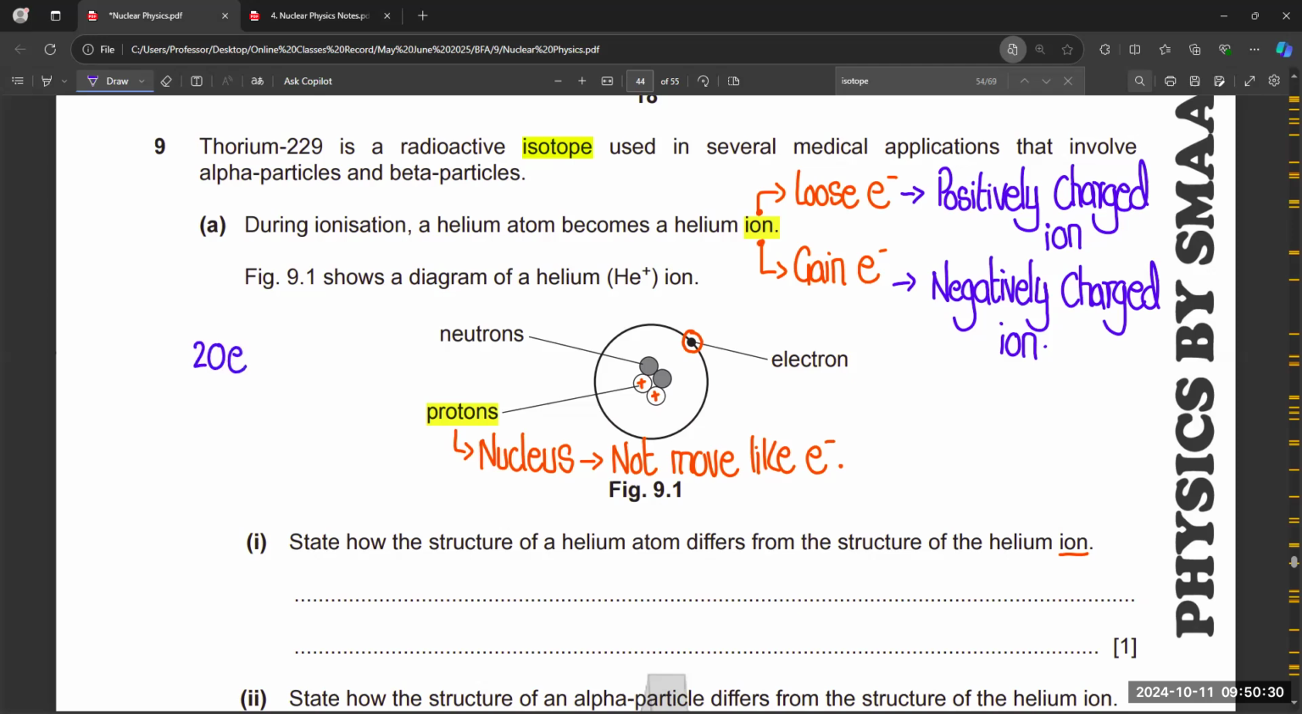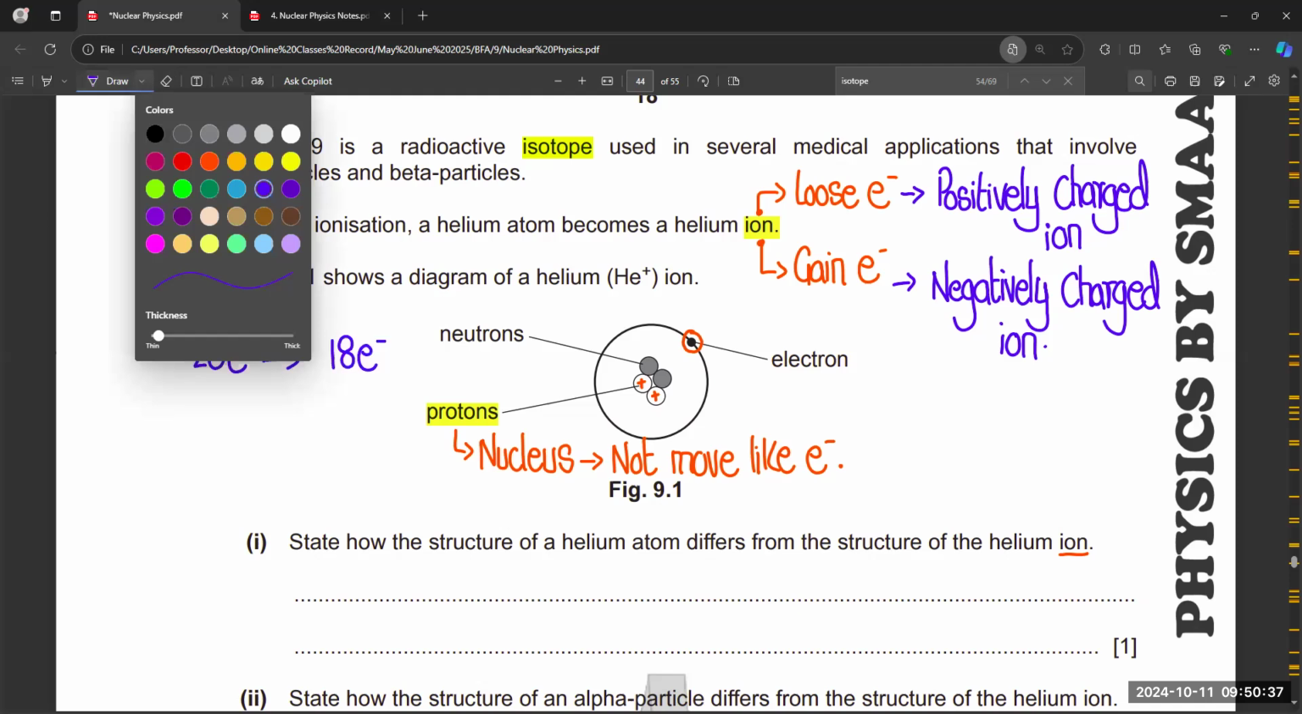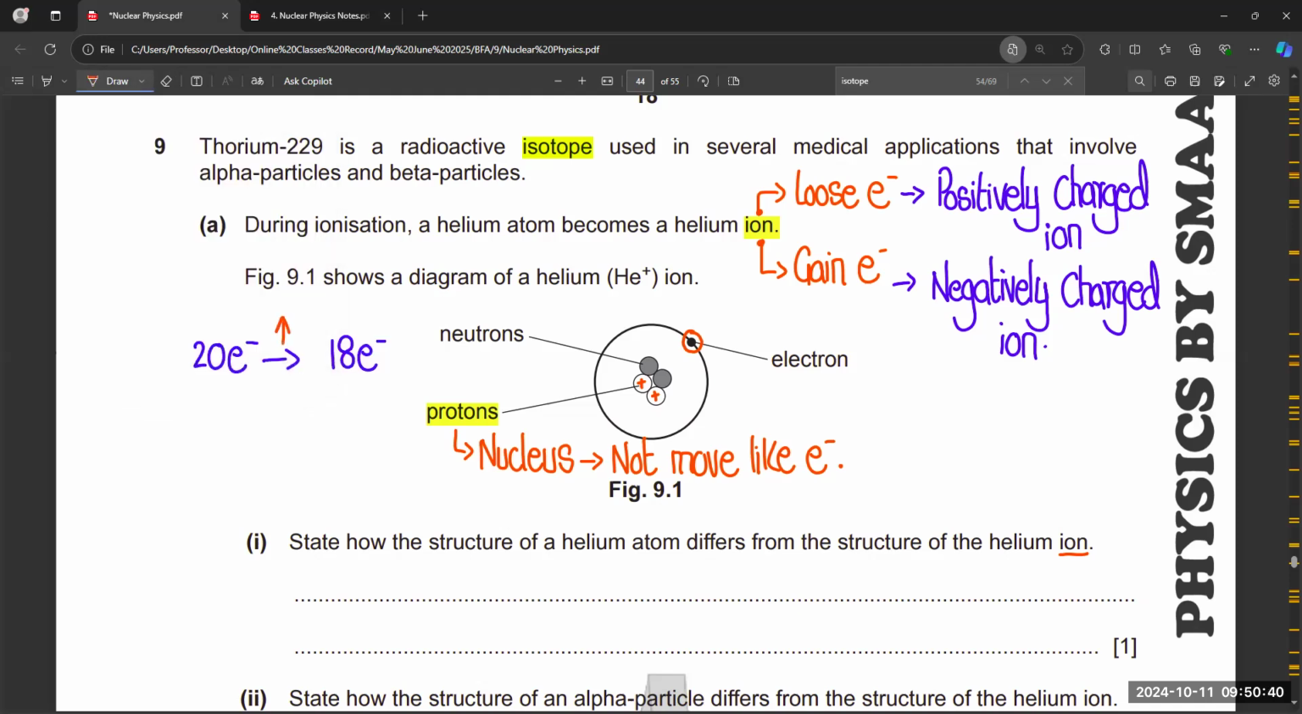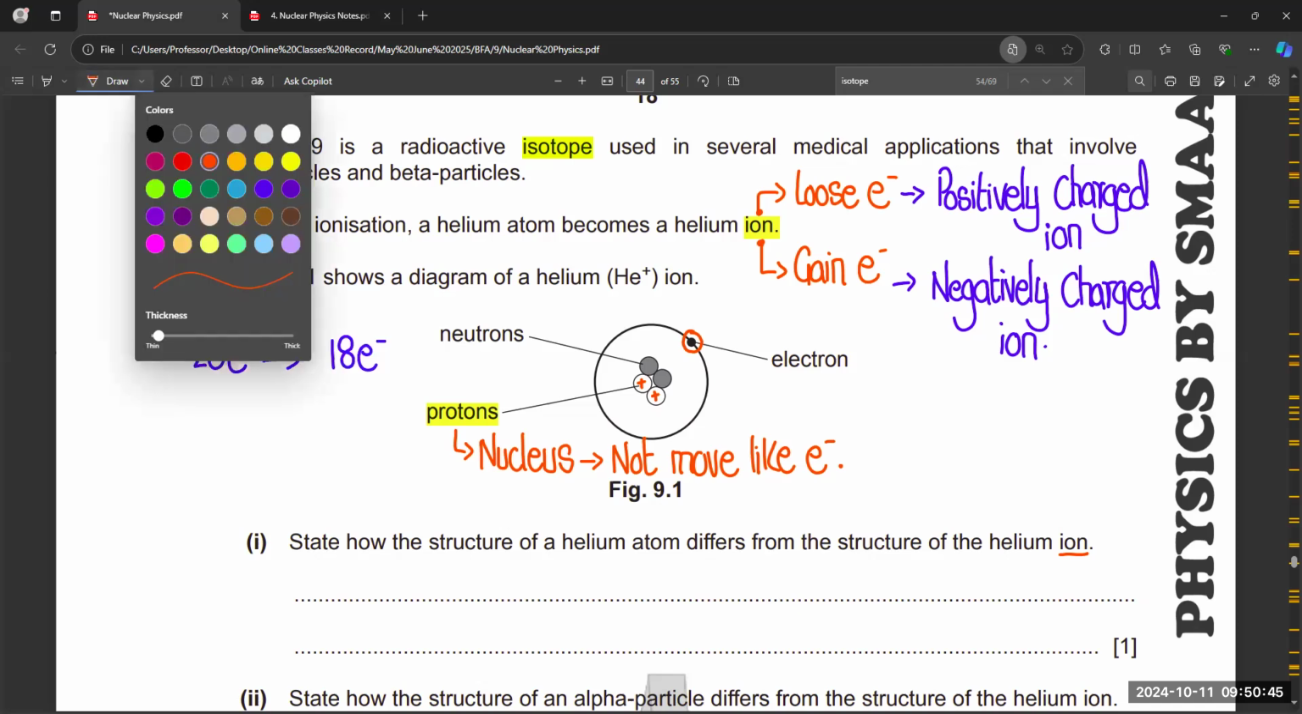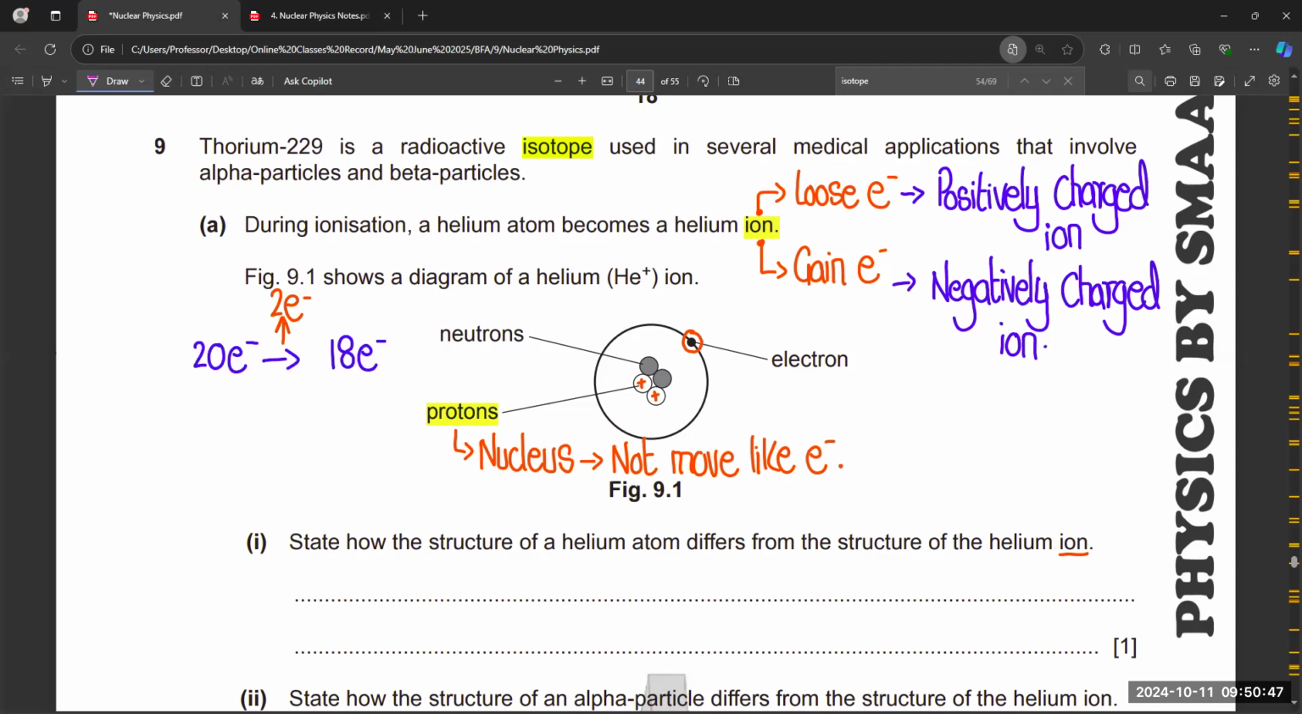for example, if there are 20 electrons, and after losing electrons, you only get 18. Okay. So there is a loss of 2 electrons. You transfer these 2 electrons to some other element. But you know that the number of protons remains the same. Okay. And we are not losing protons. Protons remain the same. So now you can see we have 2 more protons as compared to electrons, right? So it means this body becomes positively charged.